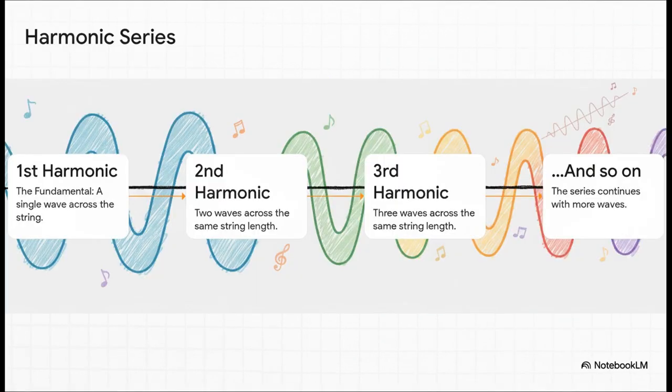And this visualizes it perfectly. So look at step 1. There's our fundamental, that one big wave. Now look at step 2. At the same time, the string is also vibrating in 2 sections. This creates a note that's exactly double the frequency, a perfect octave higher. And then step 3, it's vibrating in 3 sections, and this just keeps going, creating this beautiful series of higher, fainter notes that are always perfect whole number multiples of the fundamental. It's just pure mathematical elegance in action.